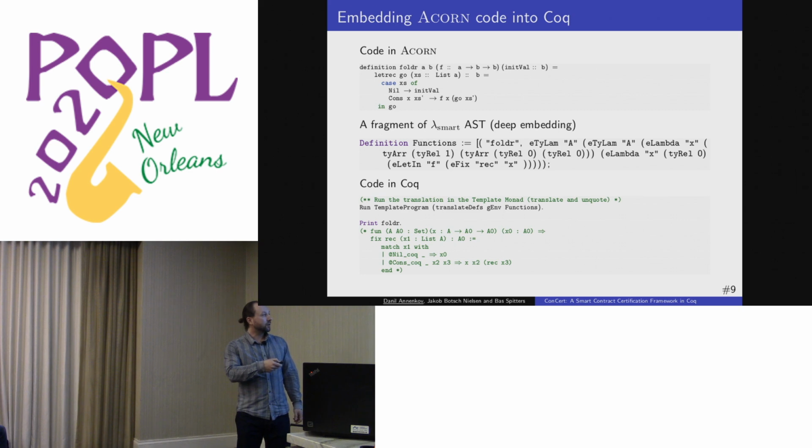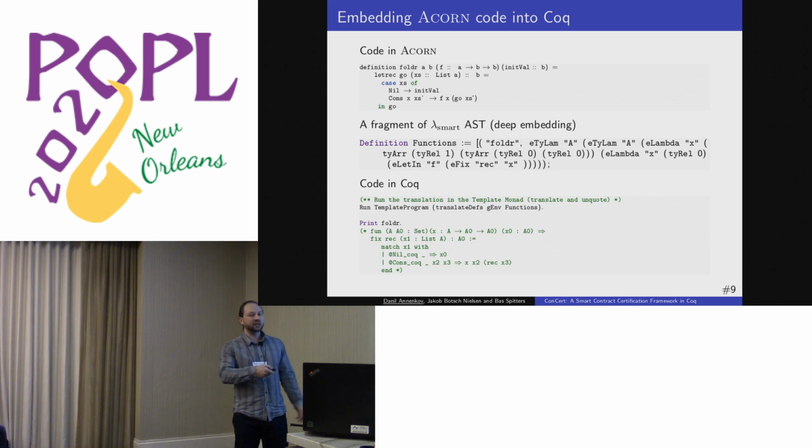Afterwards, we can apply our translation function and run it within a template monad. This is also provided by MetaCoq, a monad allowing you to interact with Coq's global environment. This function translates this AST into a MetaCoq AST, unquotes it, and adds a new symbol into your environment, and then you can interact with it. So you can print foldr, for example, and you get the corresponding Coq function.